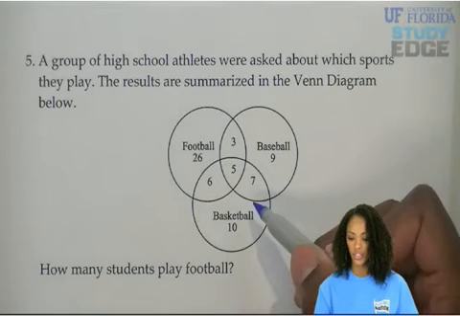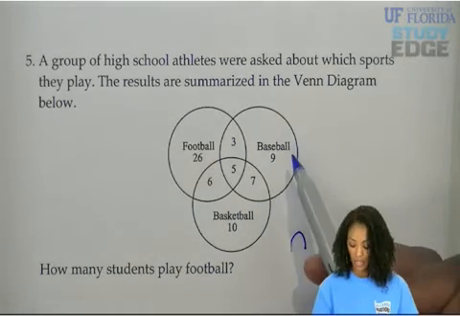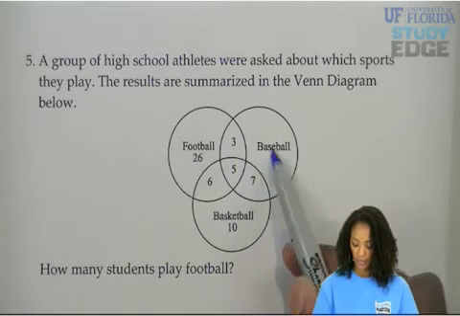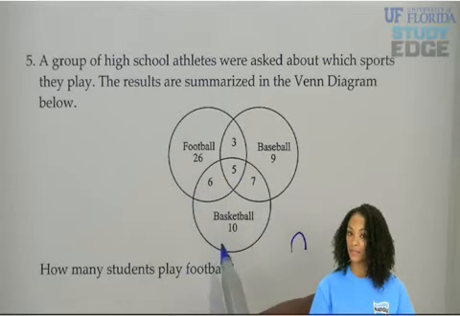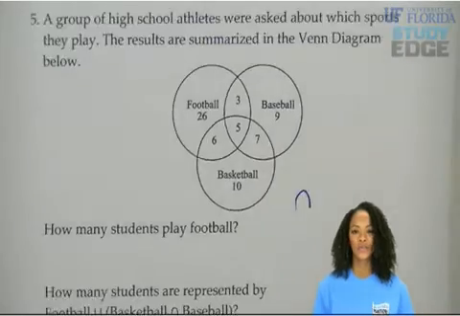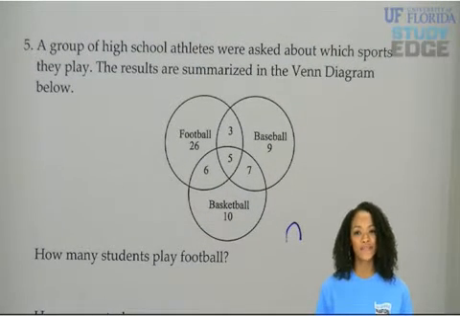And then there's intersections, right? Just like this intersection, it's the same thing. The intersection between baseball and basketball is represented by all the people that play baseball and basketball, including the people who play football. Okay, let's go ahead and try the practice problem, and I'll explain more as we go through them. The first question is, how many students play football?